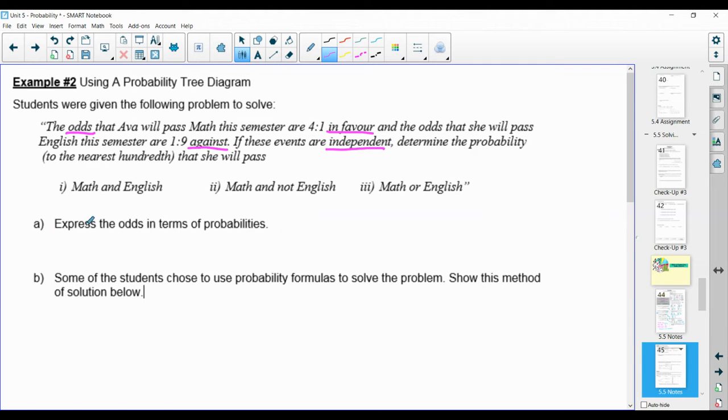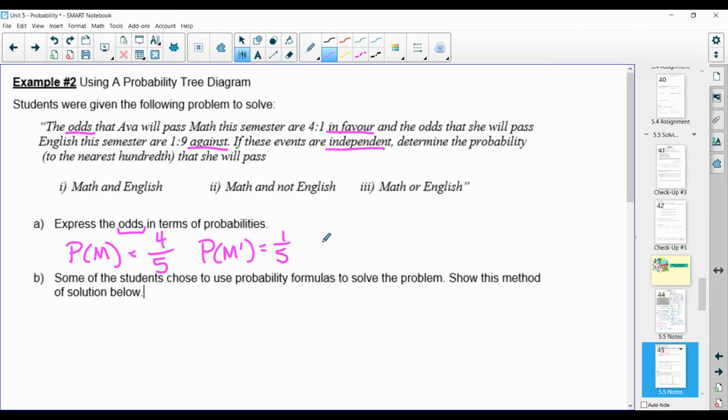All right. Now it says to start off by expressing the odds in probabilities, and that's always a good place to start. So we know that the odds of passing math are 4 to 1 in favor. So the probability of passing math, in favor of, means 4. And remember, probability is parts to whole. 4 plus 1 is 5. So the probability of passing math is 4 over 5, meaning that the probability of not passing math is 1 out of 5.